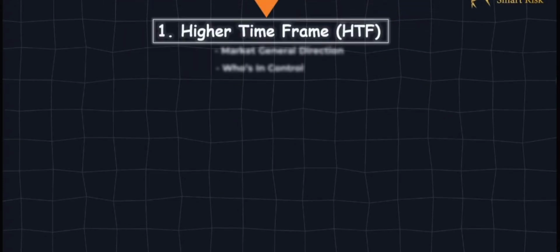Number 1. Higher time frame. This is used to determine the dominant market direction. Who's in control, buyers or sellers? The higher time frame gives you the overall trend and context.